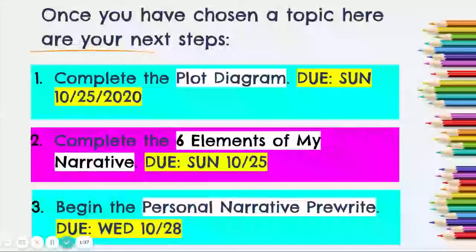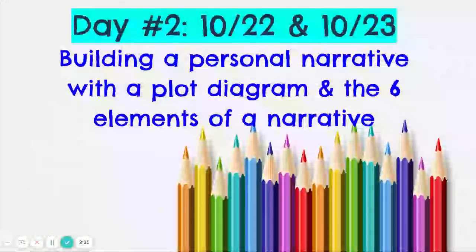Once you have chosen a topic, here are your next steps. You will complete the plot diagram due Sunday, 10/25/2020. Then you'll complete the 6 elements of my narrative due also on 10/25/2020. And if you would like, you can begin the Week 9 personal narrative pre-write, but that will not be due until Wednesday, October 28th. So day number 2 for October 22nd and October 23rd, it is all about building a personal narrative with a plot diagram and the 6 elements of a narrative.